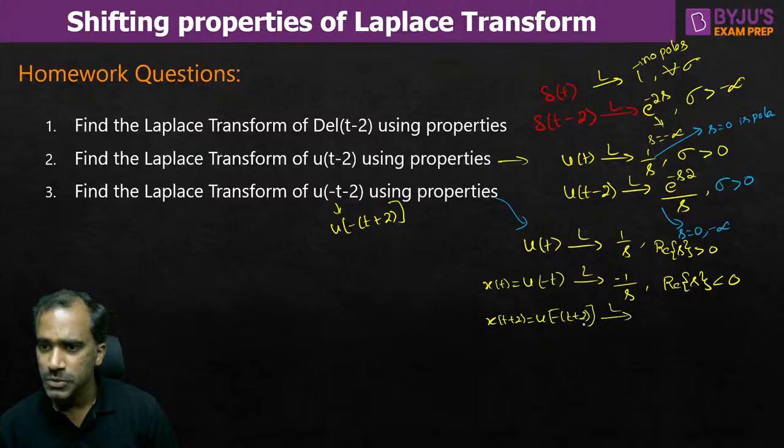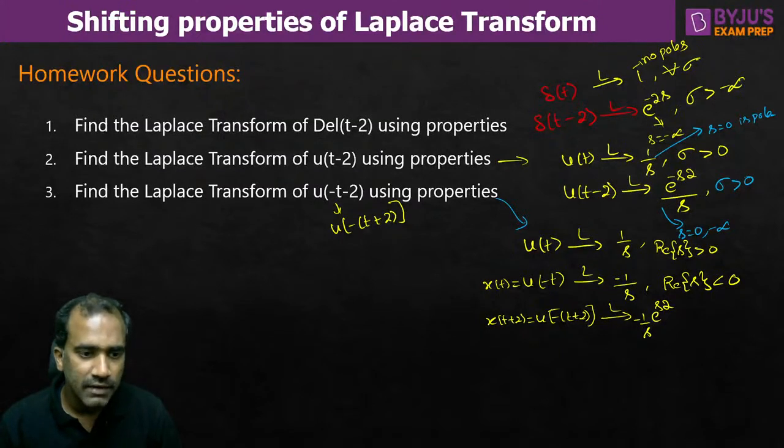Now the Laplace transform of this one, when t is replaced with t plus 2, is given by the time shifting property. It is the same Laplace transform as it is copied, because of time shifting, multiplied by e power s t naught, whatever the shifting is. The shifting is plus 2, so e power plus 2s. What is the ROC? We have to check now. We have to carefully understand what happens to the ROC. Will it change or not?